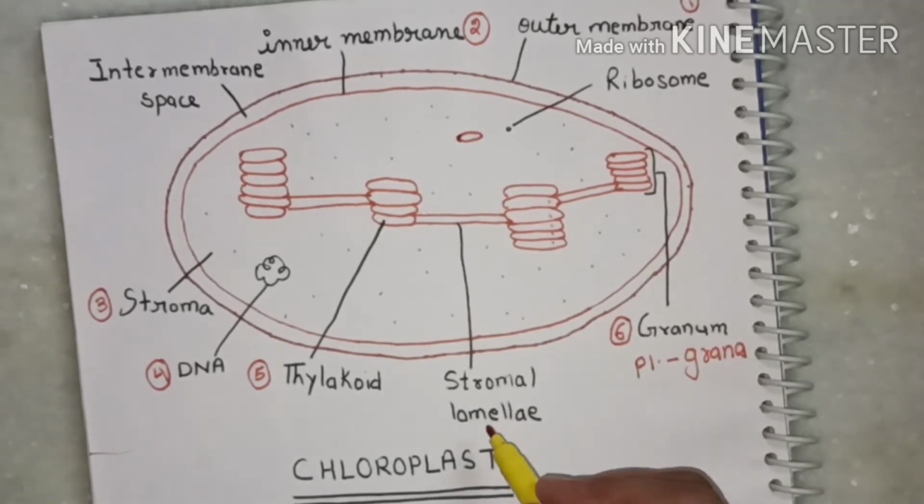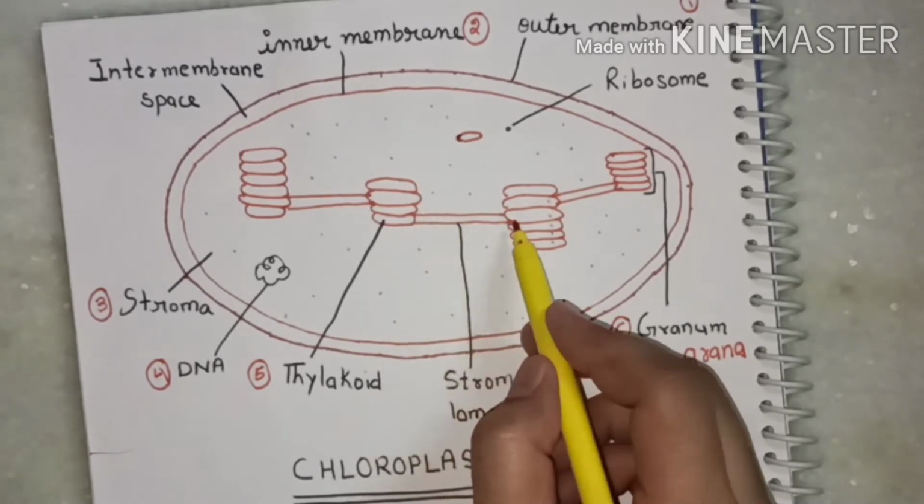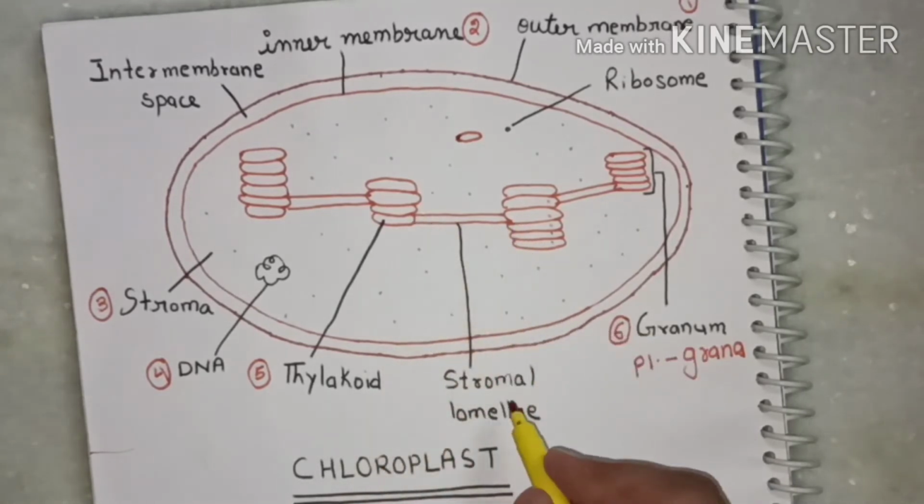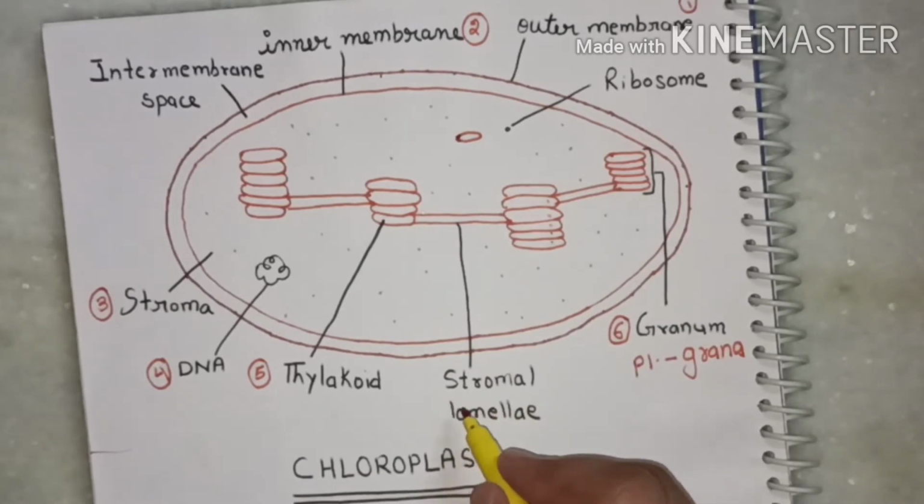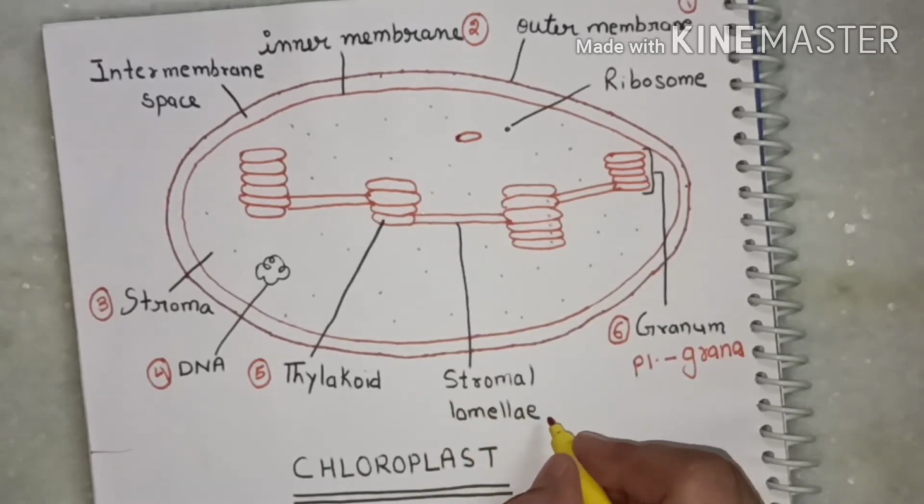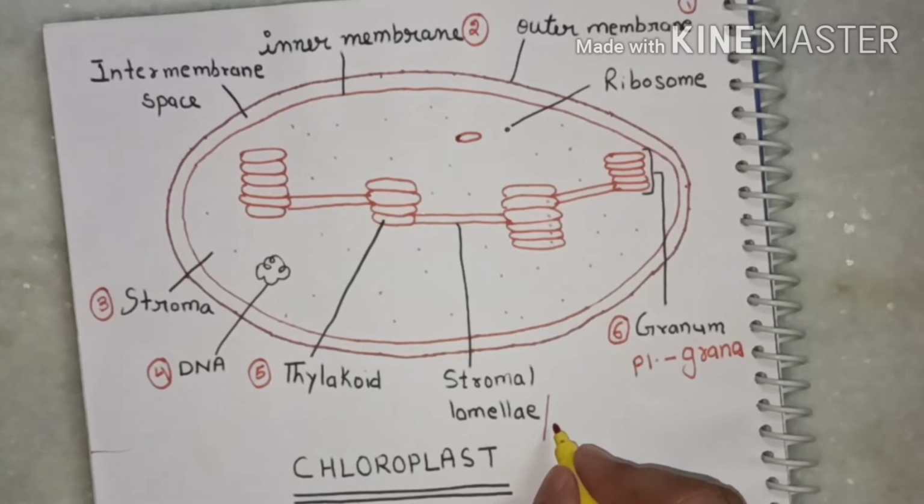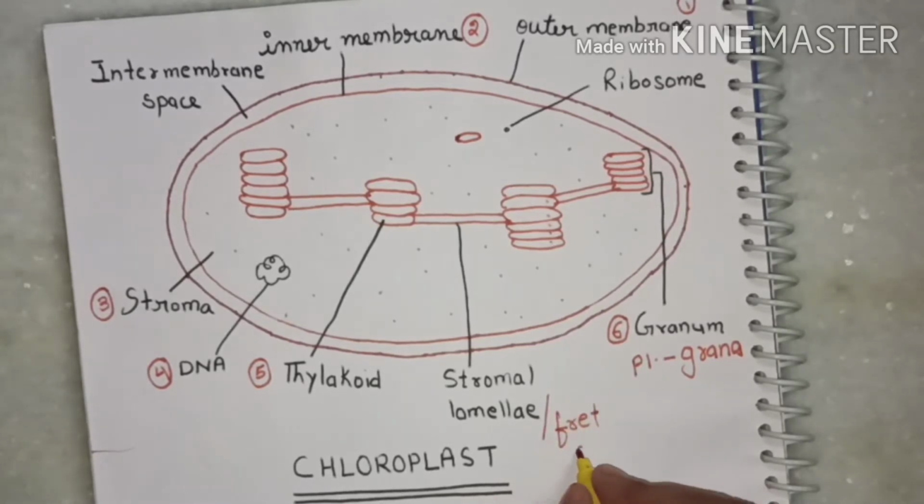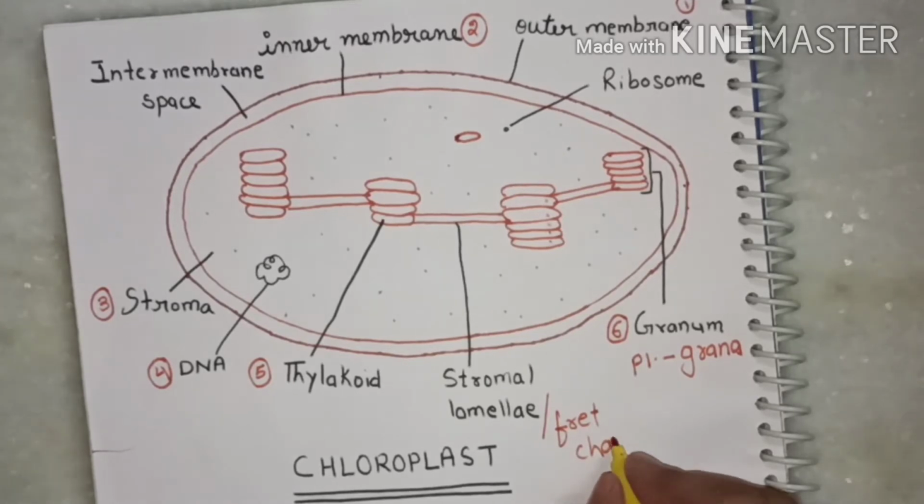These thylakoid are interconnected by these lamellae, and these lamellae are known as stromal lamellae. Stromal lamellae are also called as fret channels.